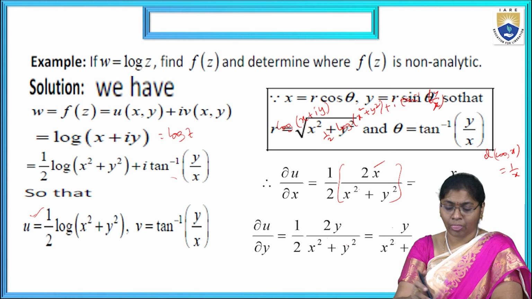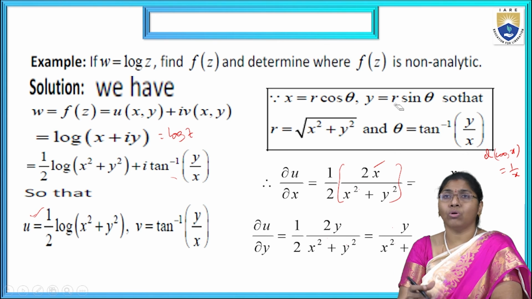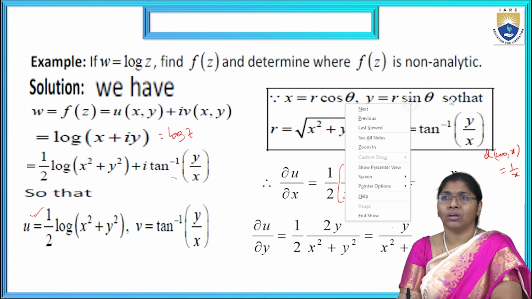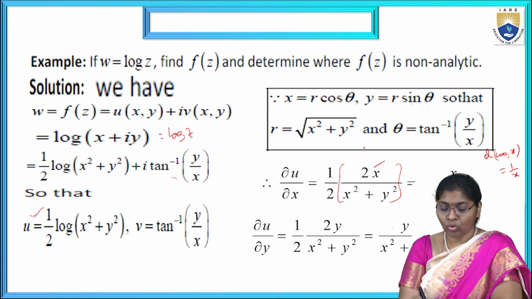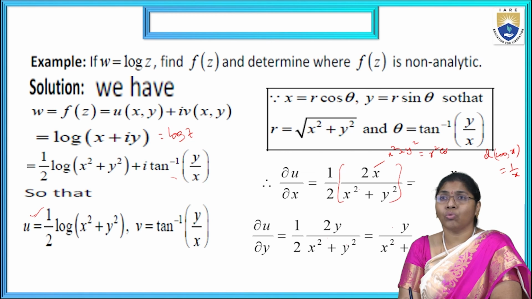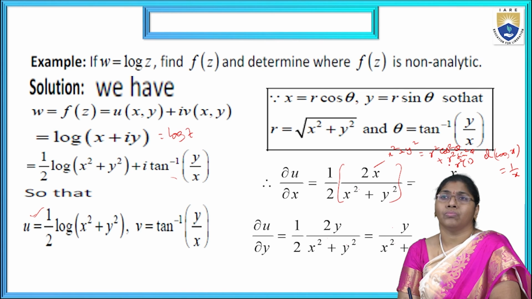Already we know earlier that in polar coordinates x equals r cos theta, y equals r sin theta, so that x square plus y square equals r square cos square theta plus r square sin square theta. Now r square is common, and cos square theta plus sin square theta equals 1. Then x square plus y square equals r square. Then r equals square root of x square plus y square, and theta equals tan inverse of y by x.